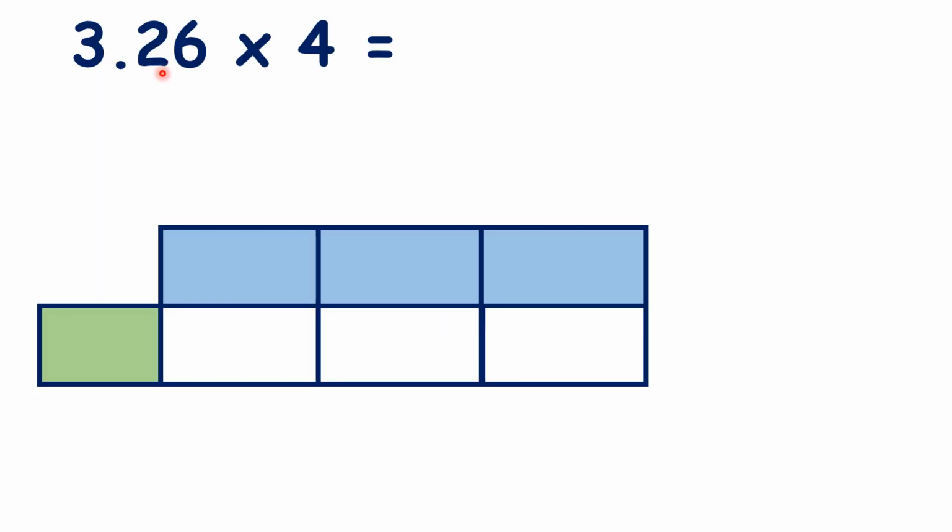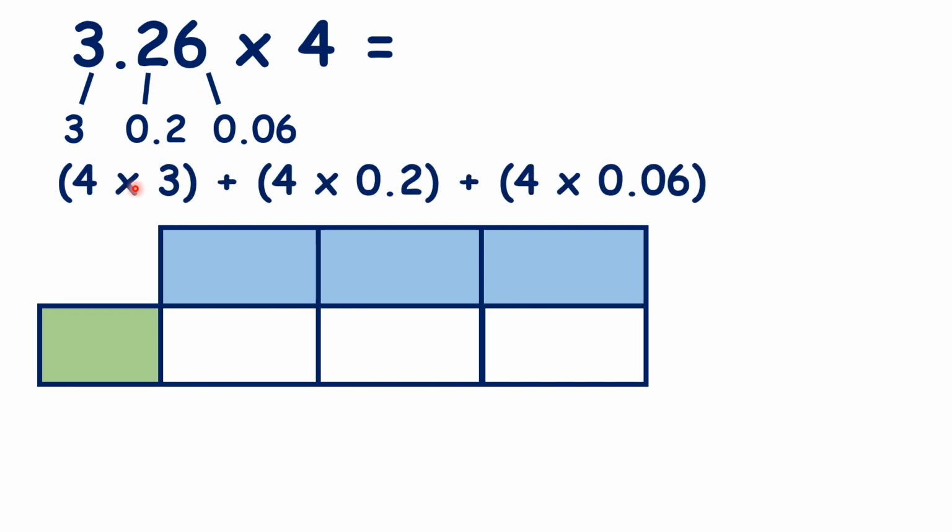So we can multiply numbers with 2 decimal places by partitioning. 3.26 is the same as 3 plus 0.2 plus 0.06, because remember, the second digit after the decimal point is in the hundredths place. So we're going to multiply 4 by each digit in 3.26 separately.